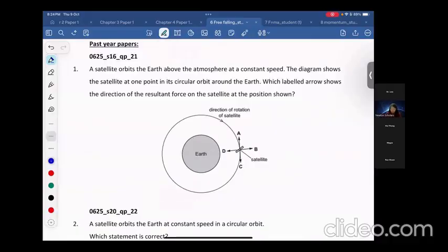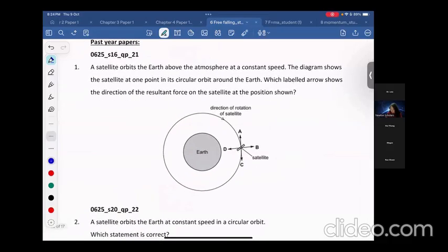Here, a satellite orbits the Earth above the atmosphere at a constant speed. The diagram shows the satellite at one point in its circular orbit around the Earth. Which labelled arrow shows the direction of the resultant force, which is what we call the centripetal force, on the satellite at this position? Direction A, B, C, or D? Type your answer in the chat box.